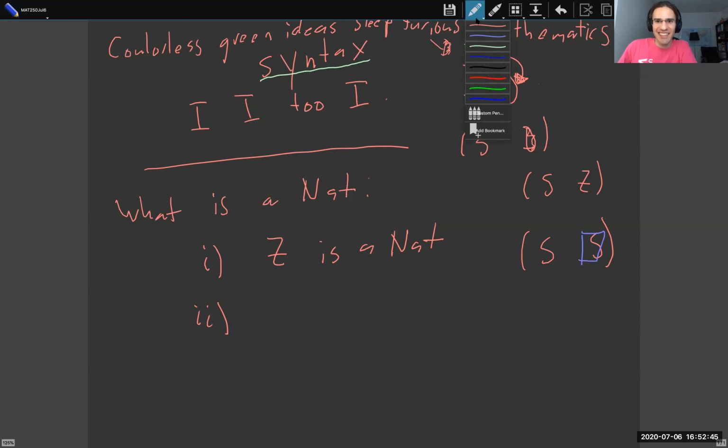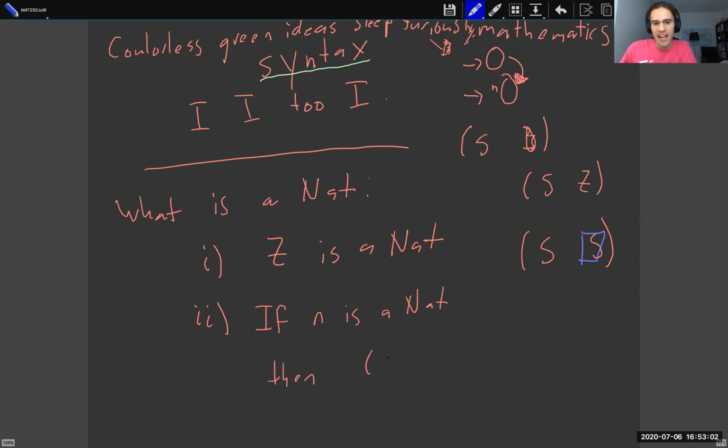So let's look at this definition. What is a nat? Z is a nat, and then you have something like if N is a nat, then S of Z is a nat. Whoops.